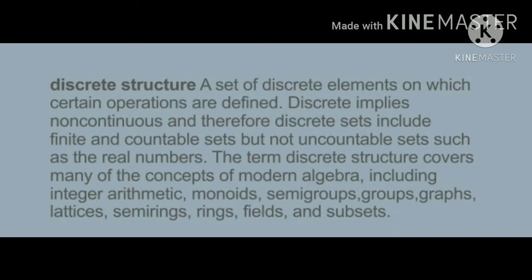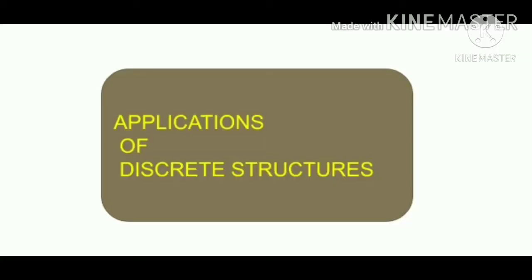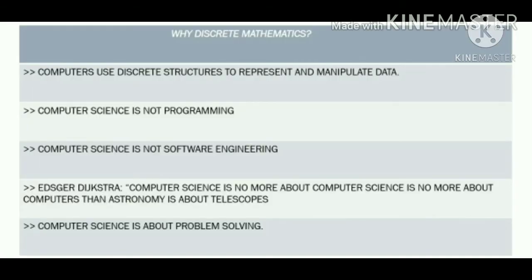The term discrete structures covers many of the concepts of modern algebra, including integers, arithmetic, monoids, semigroups, groups, graphs, lattices, semi-rings, rings, fields, and subsets. Application of discrete structures. Why discrete mathematics?